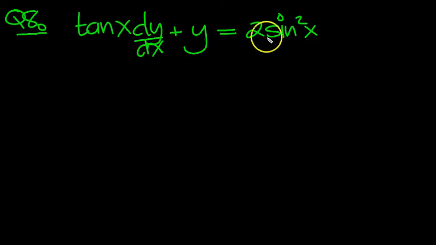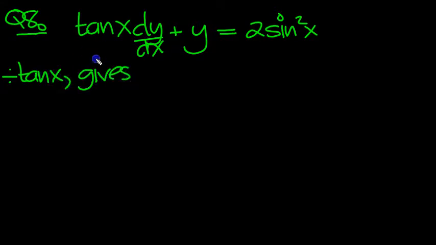tan x dy/dx plus y equals 2 sine squared x. It's not in standard form, is it? Because this is the problem. So let's divide by that all the way through then. So divide by tan x. So divide this term by tan x, we just get dy/dx, don't we?